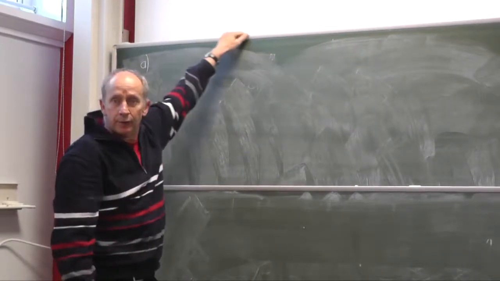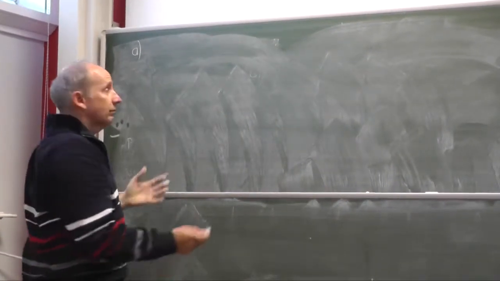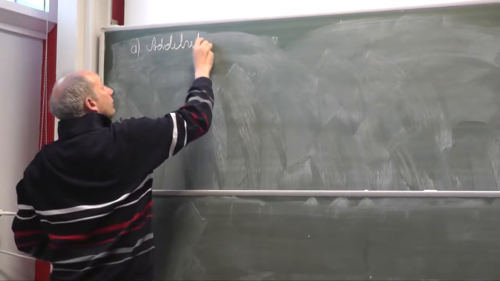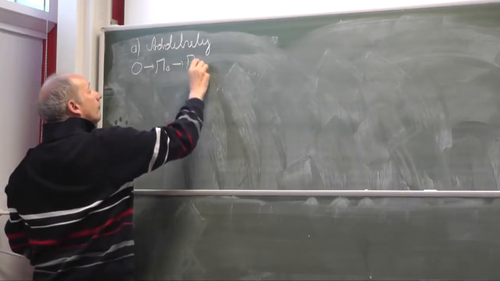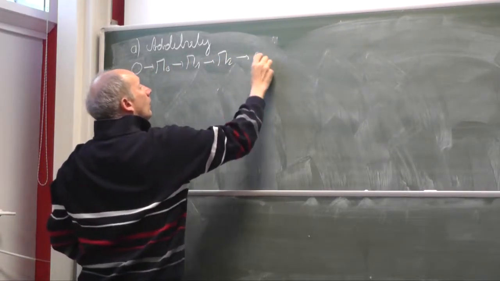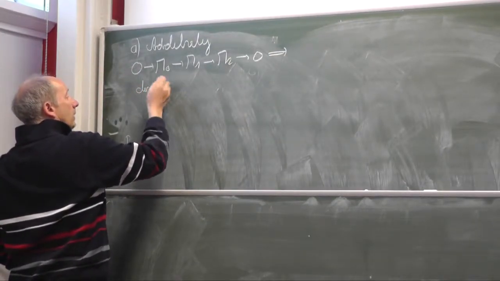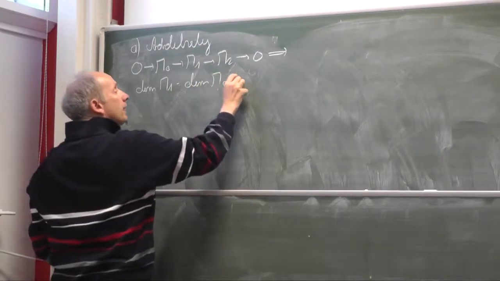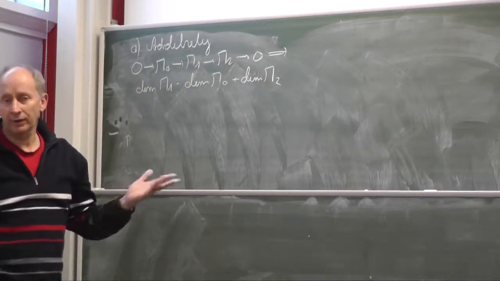So, let's pretend it is Christmas. What do we want from a dimension function? It should be additive. So when we have an exact sequence, we would like to have a formula that the dimension in the middle is the sum of the outer dimensions. And infinity plus a number is infinity.